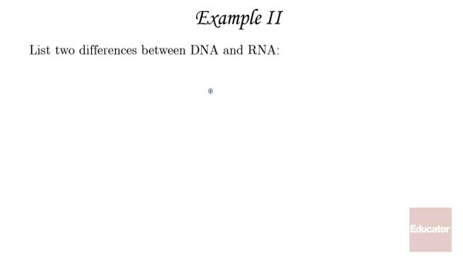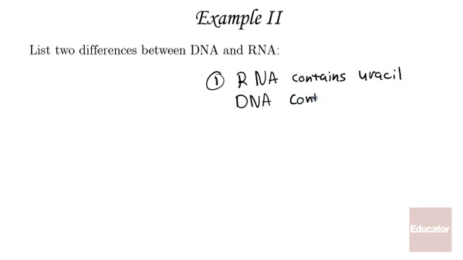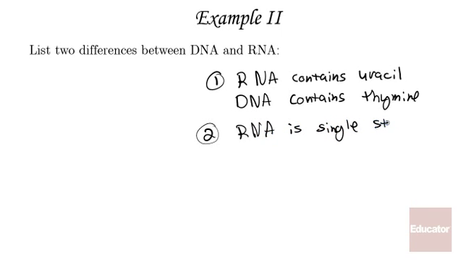Example 2, lists 2 differences between DNA and RNA. Well, recall that RNA contains uracil, DNA contains thymine. That's one difference. Second difference, RNA is single-stranded. DNA is double-stranded.